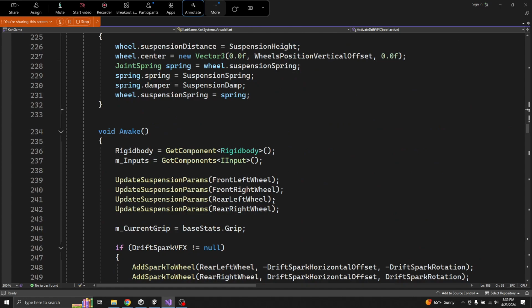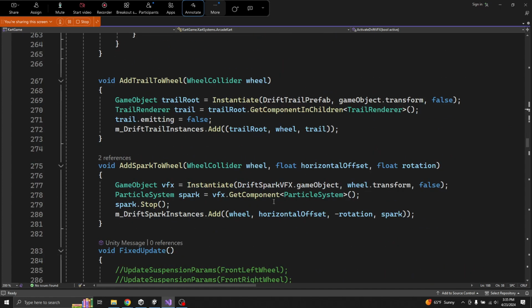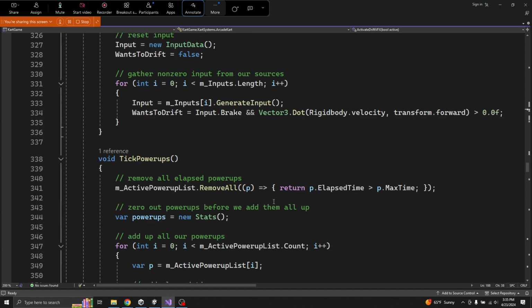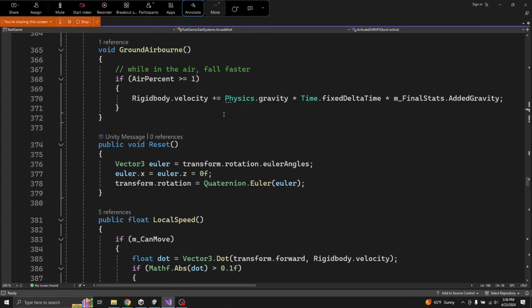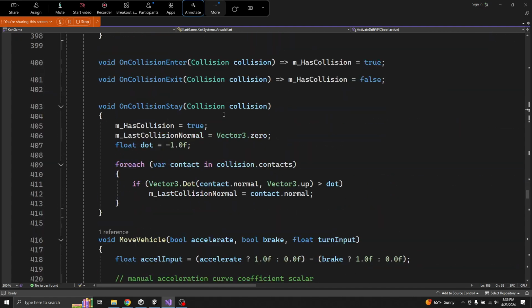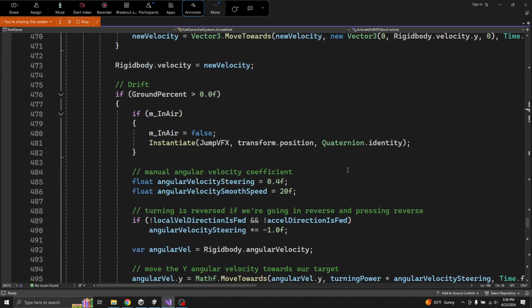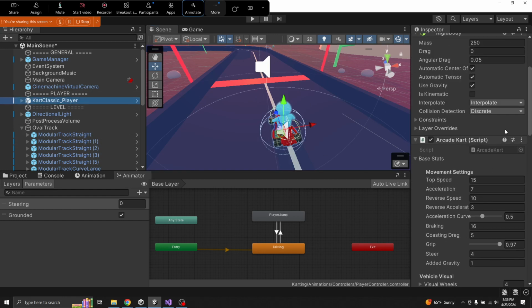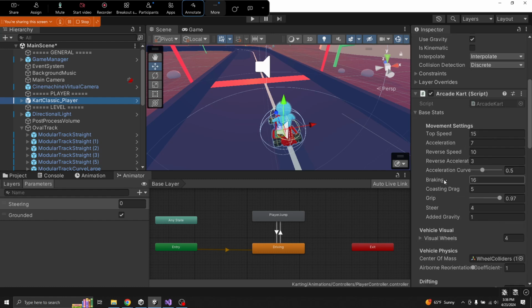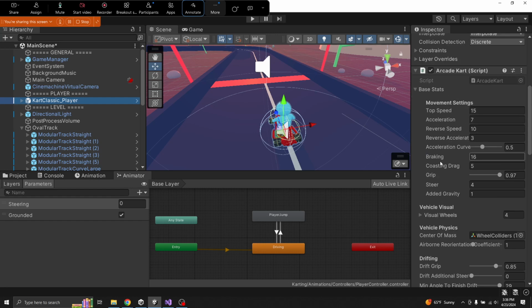Cool. That was a big one. You went through awake, went through fixed update. Power ups we haven't covered yet, so let's skip that. And we just went through that move vehicle, which is a big one. Cool. I'm going to pop out of that script because we've been living in it for quite a while. But that is the deepest hole of physics you will go into. This is a karting game, and that was the main kart script.